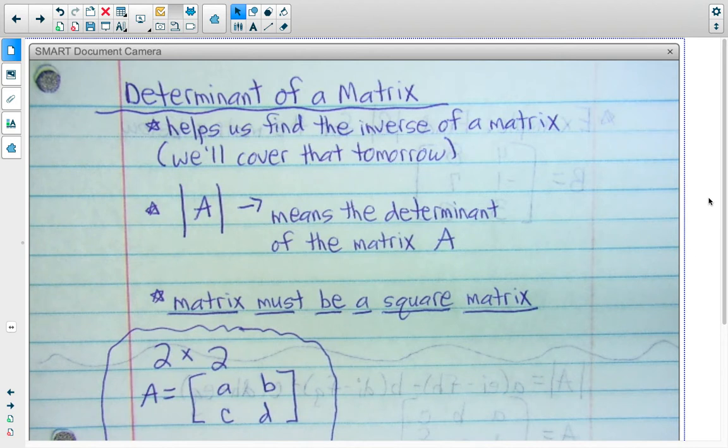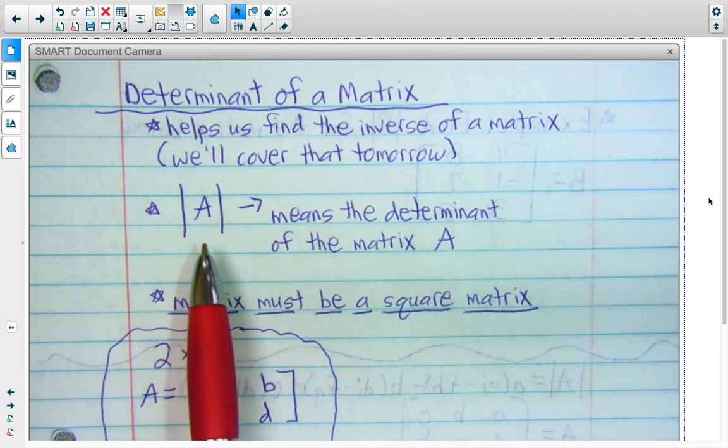The determinant of a matrix helps us find the inverse of a matrix, which we will talk about tomorrow. And it has some properties that are used in linear algebra. Those of you that are interested in higher level mathematics, it has some different properties in that.